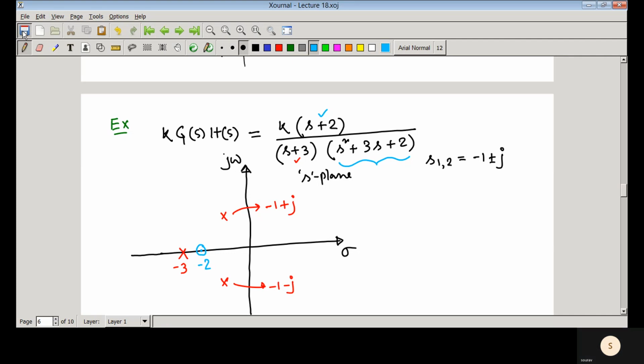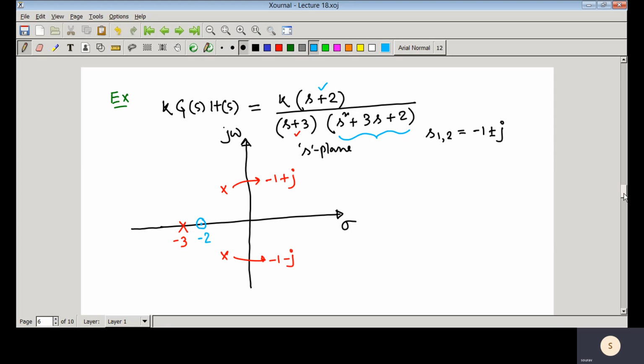So now, as it has open loop complex conjugate poles, we need to find the angle of departure, because at that particular point the root locus starts, and at k equal to 0 the open loop poles would be the closed loop poles. That means they would be here at the pole location.